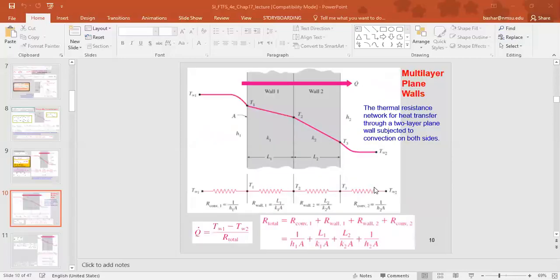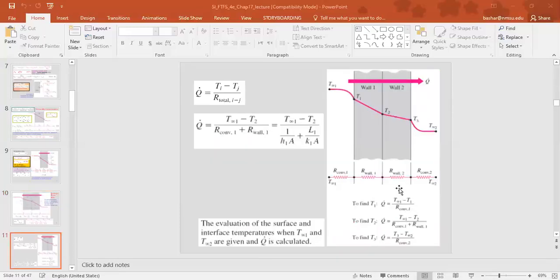Okay, let's move to the general, to multi-layer. Multi-layer, simply that will add another conduction thermal resistance as shown here.